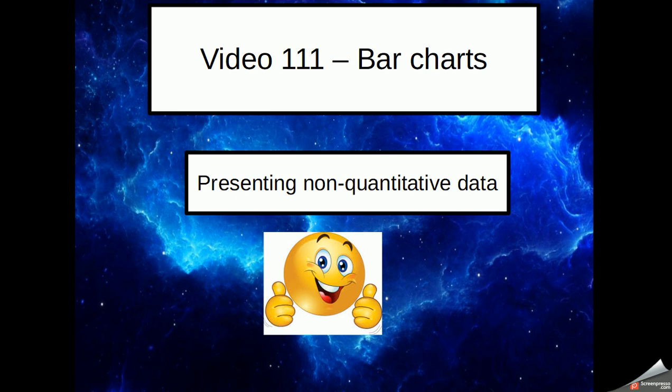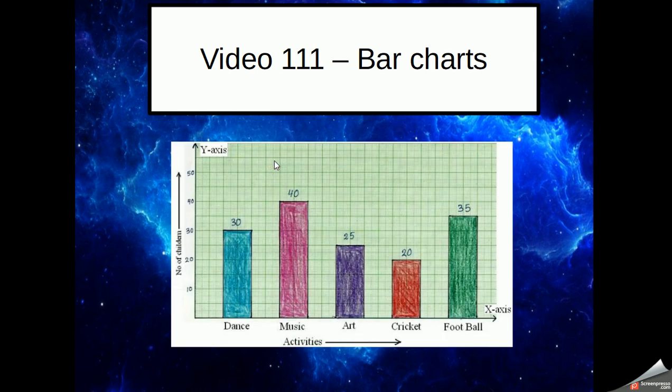Whereas if we had temperature changing over time, temperature is measured, time is measured, that is quantitative data, so we couldn't do it on a bar chart. Let's have a look at a few of the things we see on a bar chart then.